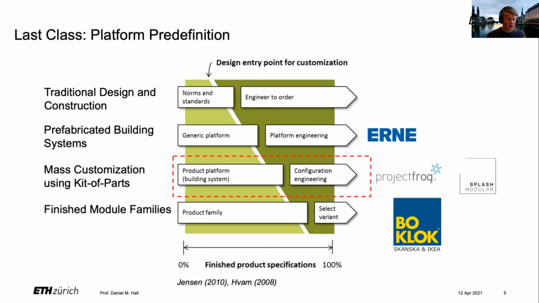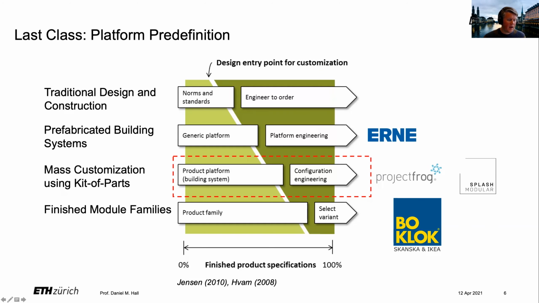And then finally, you have non-flexible solutions such as BoKlok, where you have a select variant. You have a single kind of structural module. Maybe you'll make some changes, but the customer does not have the chance to mass customize as much as they are given a single module. And we talked about how as you go from left to right, you have more finished product specifications. So the further along in the design process, the less customization that's available. But in theory, you should have more predictability and performance for these as you go from left to right. Okay, so that's where we started.